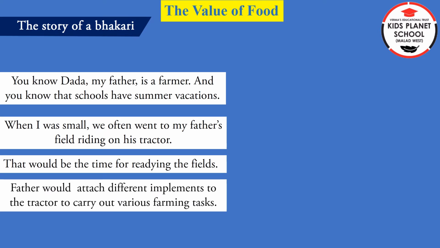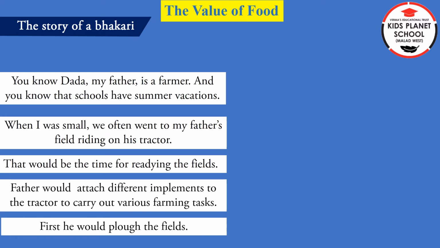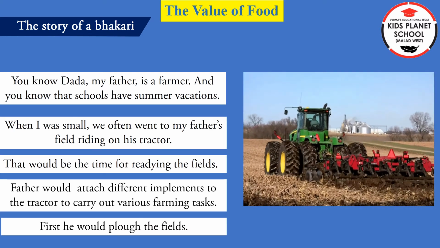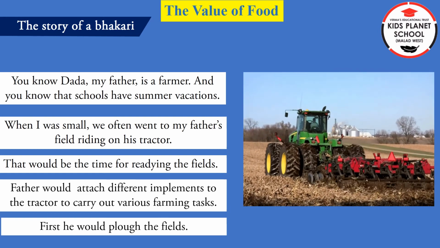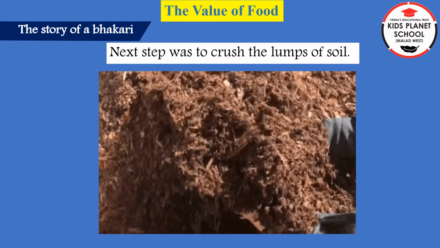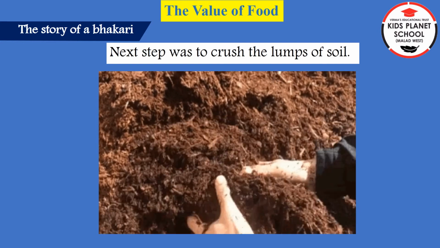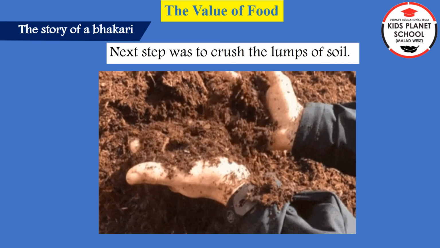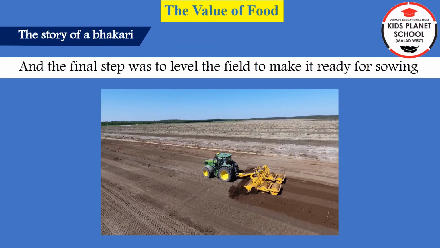Mother said her father would attach different implements to the tractor to carry out different farming tasks. First, he would plow the fields. Children, this is plowing. Plowing means to dig and turn up the fresh soil. Next step was to crush the lumps of soil to loosen the soil, just as you can see. And the final step was to level the field to make it flat at one level so that it becomes ready for sowing. Children, sowing means to plant a seed.